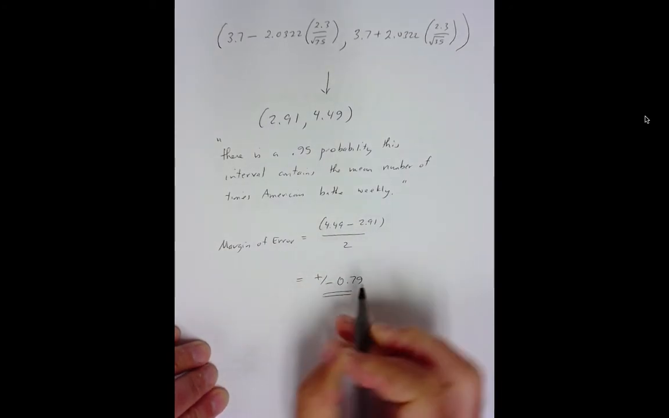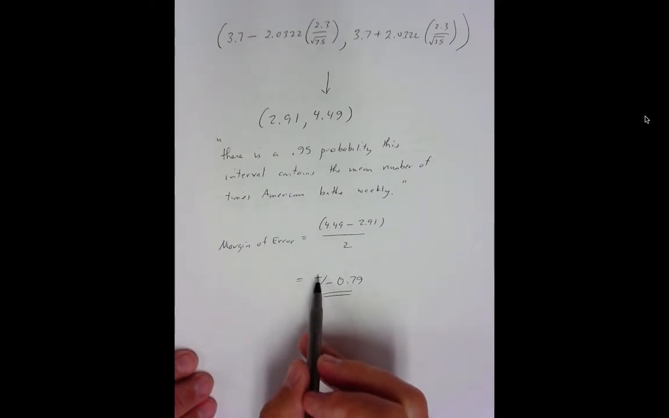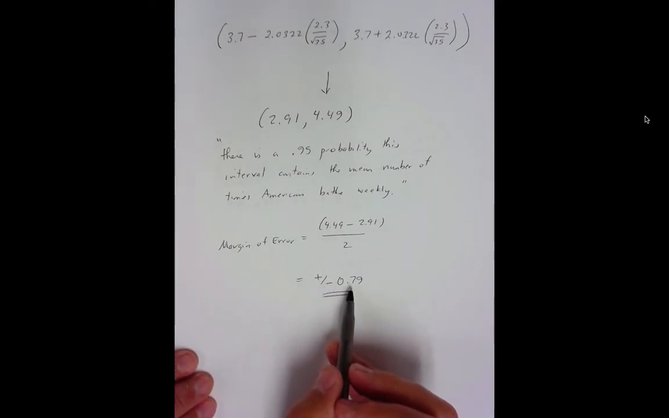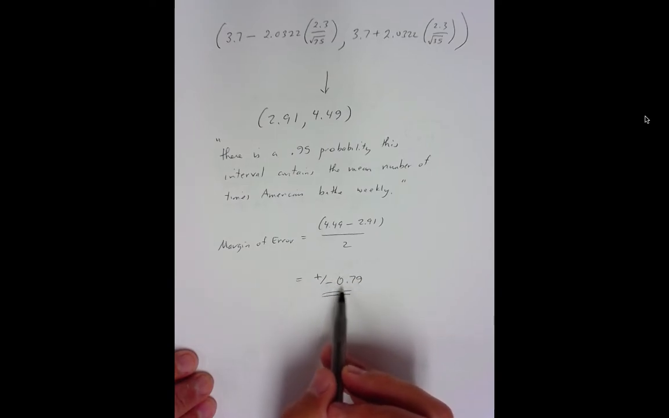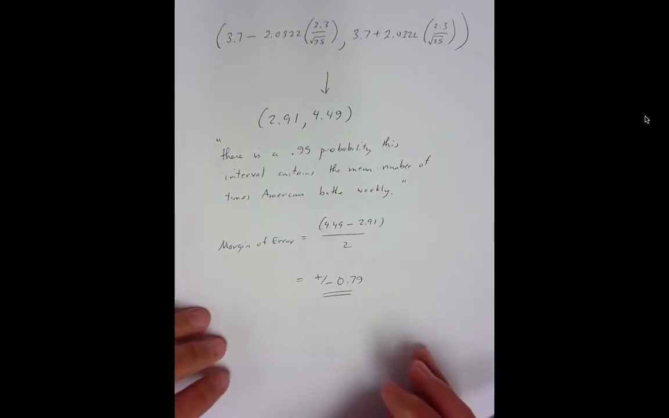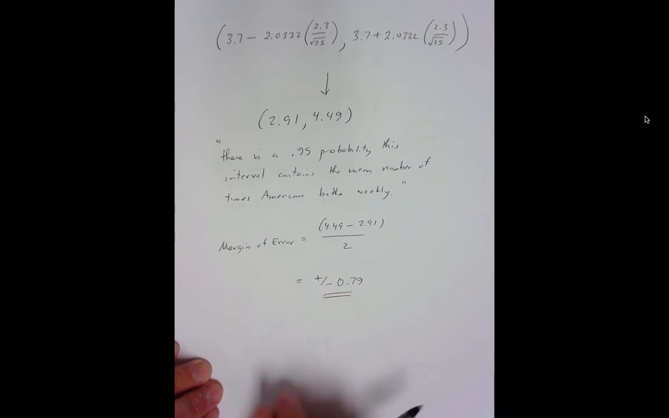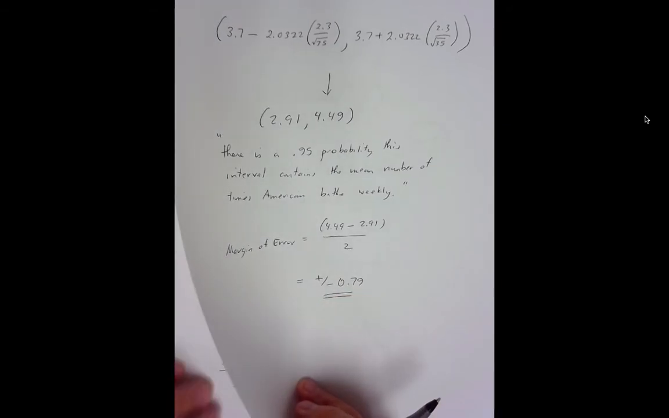Now sometimes that plus or minus isn't actually reported. I think on my math lab, if you include the plus or minus when it asks you to report the margin of error, it'll count it wrong. It just wants the 0.79 or however far it tells you to round it out. 2 places, 1 place, 3 places, whatever it instructs you to do.